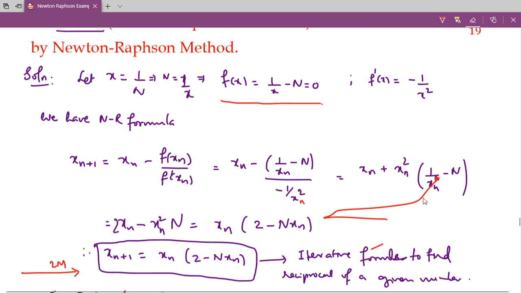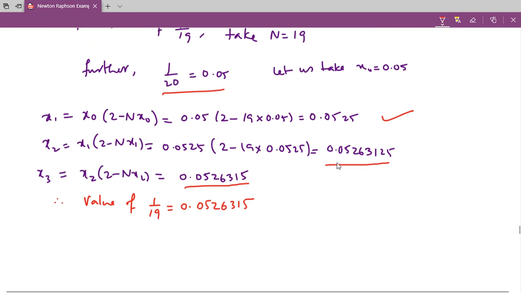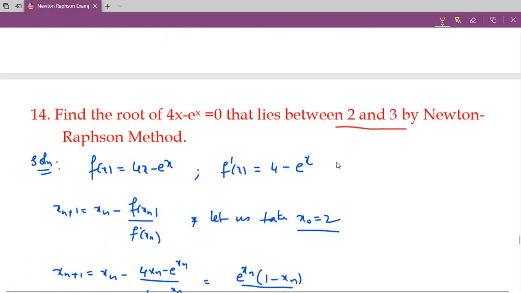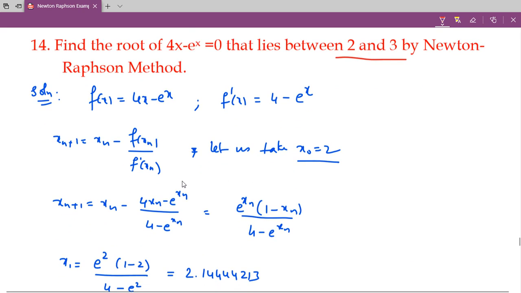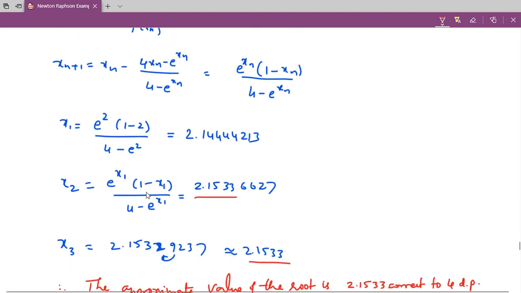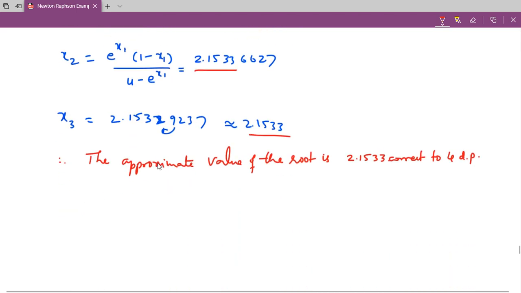What you need to do is be very cautious when you write f of x and f dash of x, and when taking x naught. If you are done with these three steps, that is f of x, f dash of x and x naught, then the rest of the thing is very easy. The calculator does it.